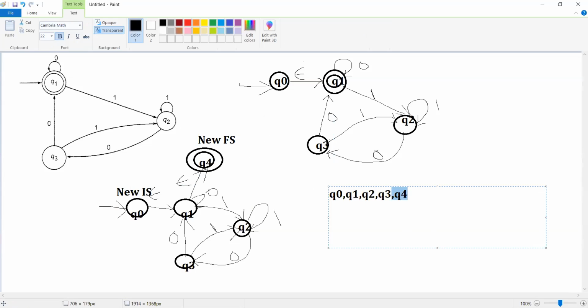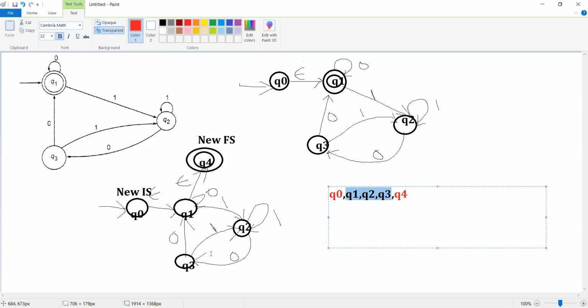Now, except this final state Q4, and except the initial state Q0, what do we need to do? We need to remove all these 3 nodes: Q1, Q2, and Q3. Now I will discuss how to eliminate these states in the next class. I will continue it in the next class.